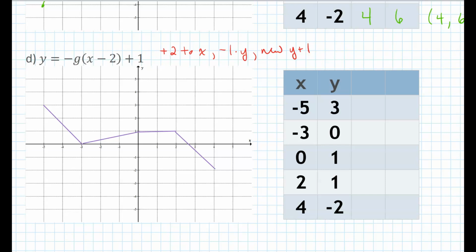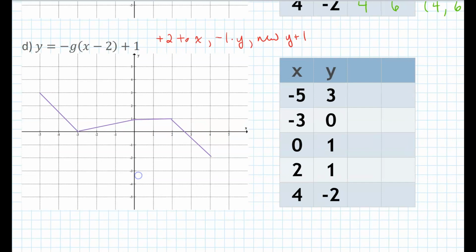Okay. So do we need to make another column? Yeah, you'll need more columns. I don't have enough columns in mine, but I'm just going to write to the side. So there should be 3. Yes, we're going to do 3 things. Okay, so we said first thing we are going to add 2 to x. So x plus 2. All right, so that means -5 is going to go to -3. -3 goes to -1. 0 goes to 2, 2 goes to 4, and 4 goes to 6.